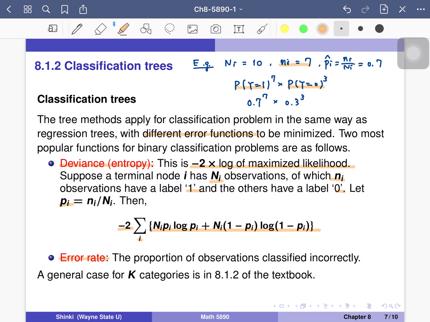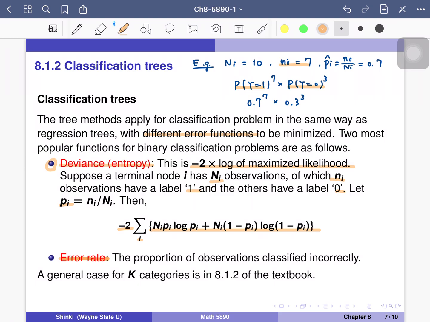So another way is the error rate. This is relatively simpler. We just count the proportion of observations classified incorrectly. If this error rate is small, then this is a better tree. Usually the deviance has better out-of-sample performance, because the error rate doesn't change much, especially if the number of observations is small.